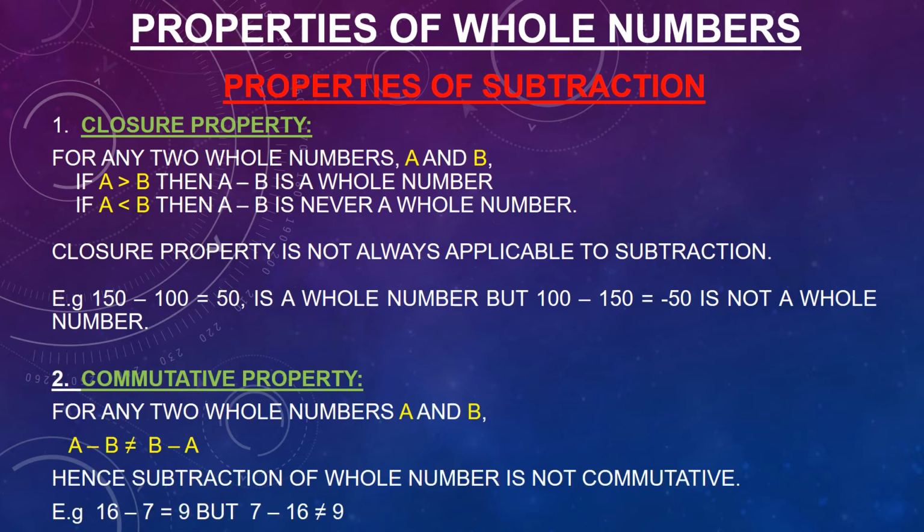Next is commutative property. For any two whole numbers a and b, a minus b is not equal to b minus a. Hence, subtraction of whole numbers is not commutative. Let's understand this with an example. 16 minus 7 is equal to 9, but 7 minus 16 is not equal to 9. So, commutative property is not applicable in subtraction.